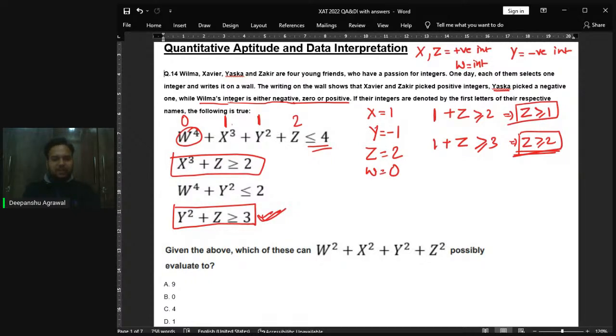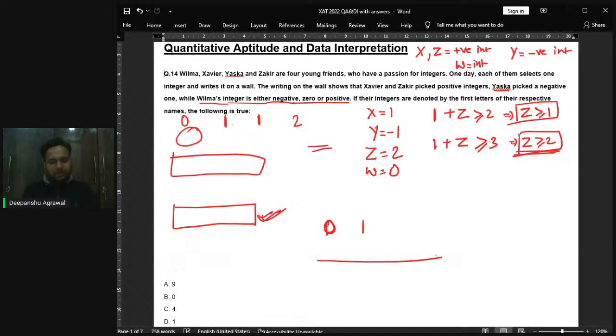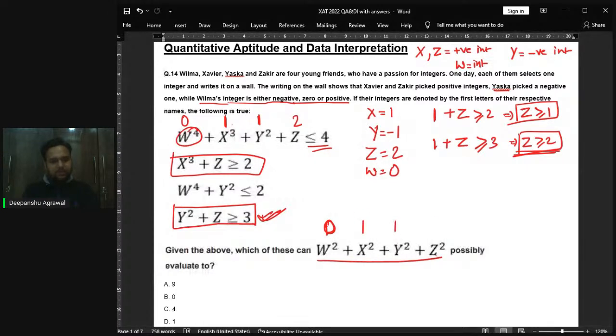Now we have to calculate the value of this expression W square, X square, Y square, Z square, right? So I hope you can do this. This would be 0, this would be 1, this would be 1, and this would be 4. So the possible value is 6. You'll see the answer in the options when I just drag this down.